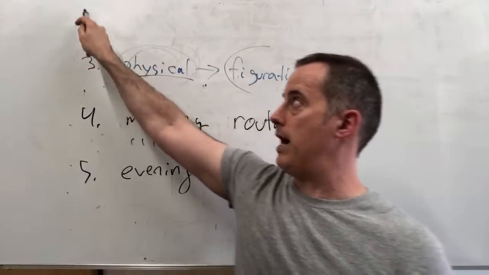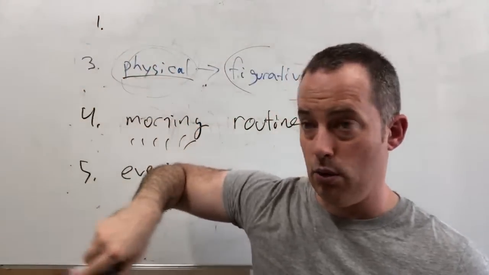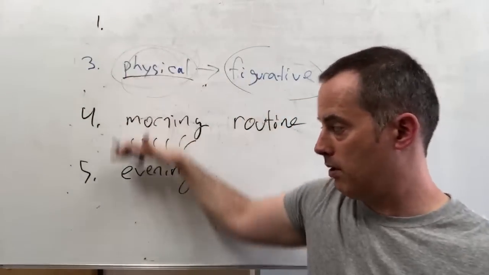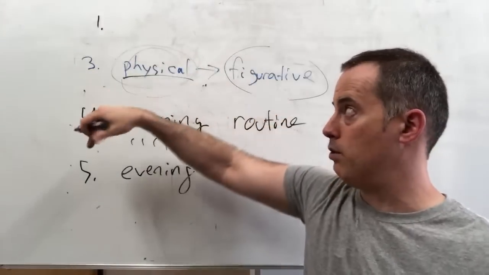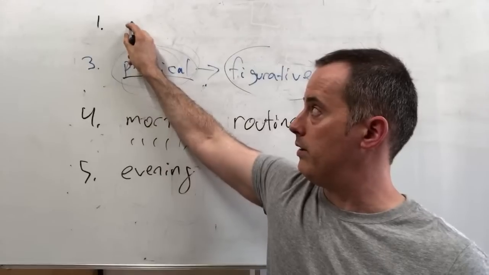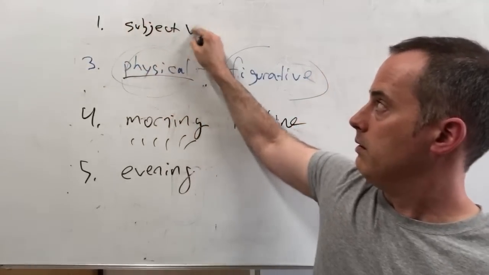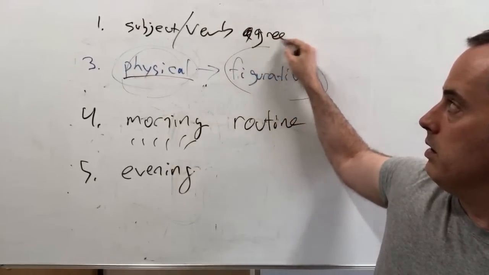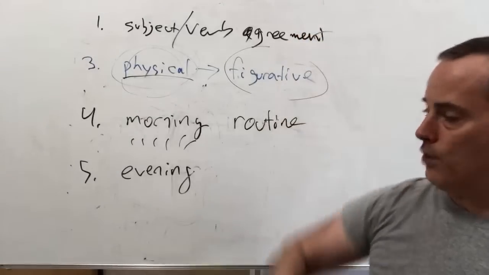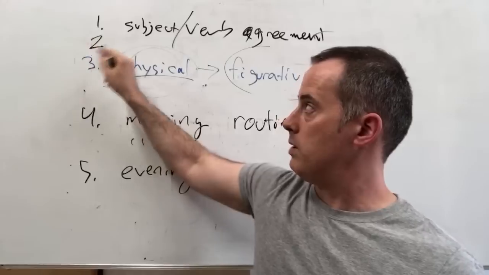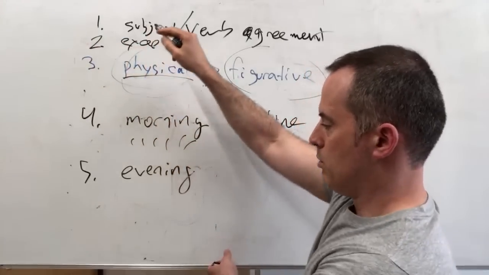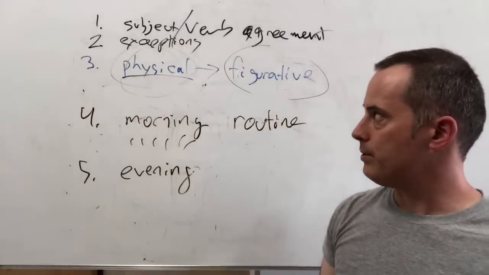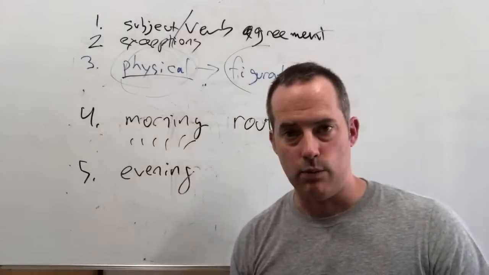If we go back, and let's see, I'm getting too high on the board here. So again, we have another example of that, getting high up on the board. Right down here is low on the board, but high up on the board here. So the first thing we had was subject-verb agreement. Oh my goodness, agree. Subject-verb agreement. And then number two, exceptions. Oh my goodness, that's really loud. And then we've got learning from physical to the figurative. We've got a morning routine and we've got an evening routine as well.